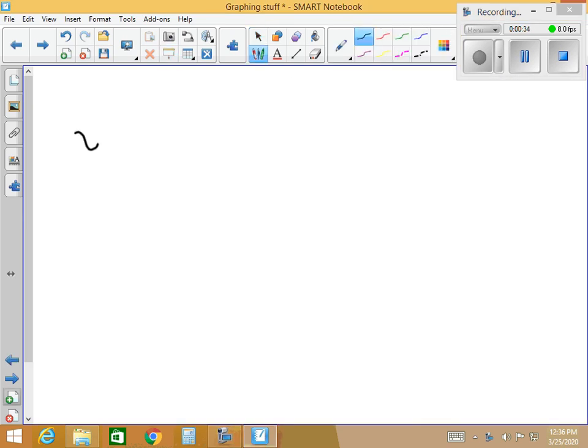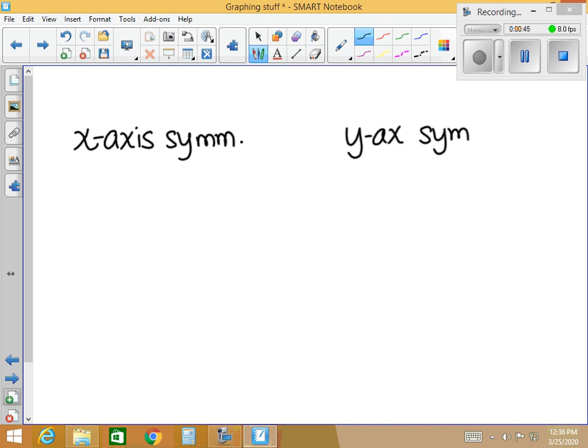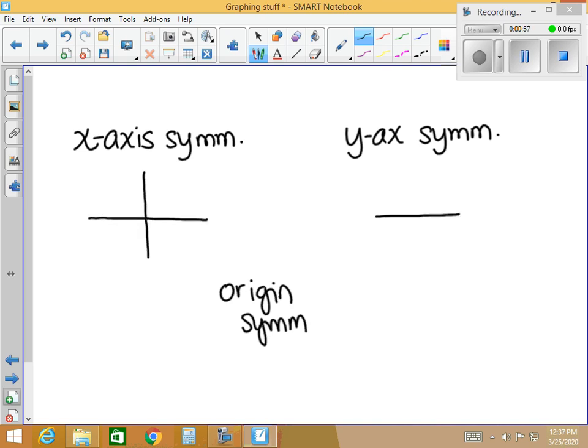Okay, we want to know if the relation has x-axis symmetry, whether it has y-axis symmetry, or whether it has symmetry with respect to the origin. Now, x-axis and y-axis symmetry are much easier to visualize than origin symmetry is.